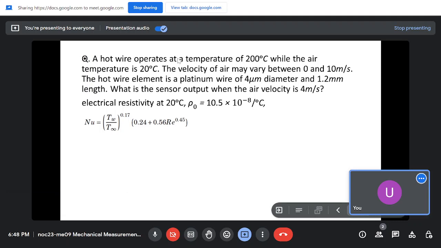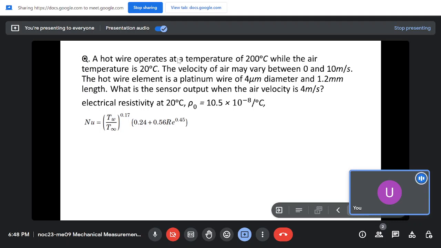So moving on to the next question. We have a hot wire which operates at a temperature of 200 degrees Celsius, while the air temperature is 20 degrees Celsius. So the velocity of air may vary between 0 and 10 meter per second. The hot wire element is a platinum wire of 4 micrometer diameter and 1.2 mm length.